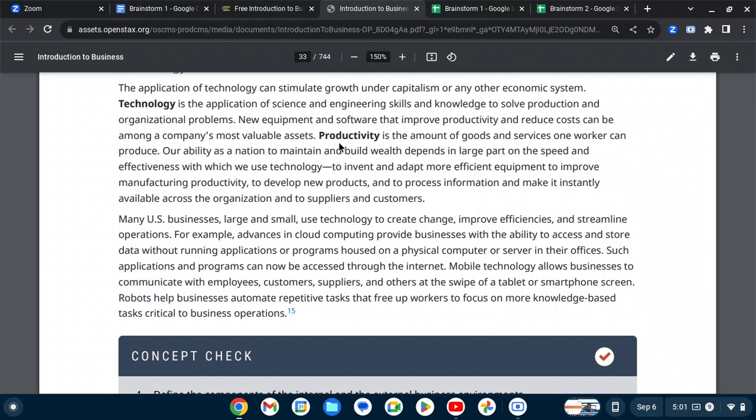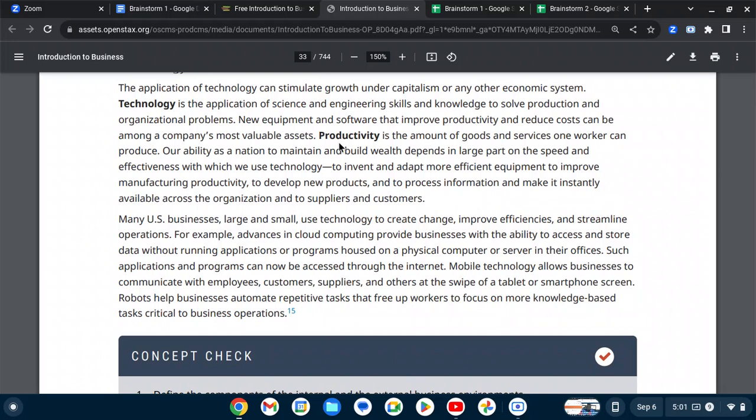Our ability as a nation to maintain and build wealth depends in large part on the speed and effectiveness with which we use technology to invent and adapt more efficient equipment, to improve manufacturing productivity, to develop new products, and to process information and make it instantly available across the organization and to suppliers and customers. Many U.S. businesses, large and small, use technology to create change, improve efficiencies, and streamline operations.